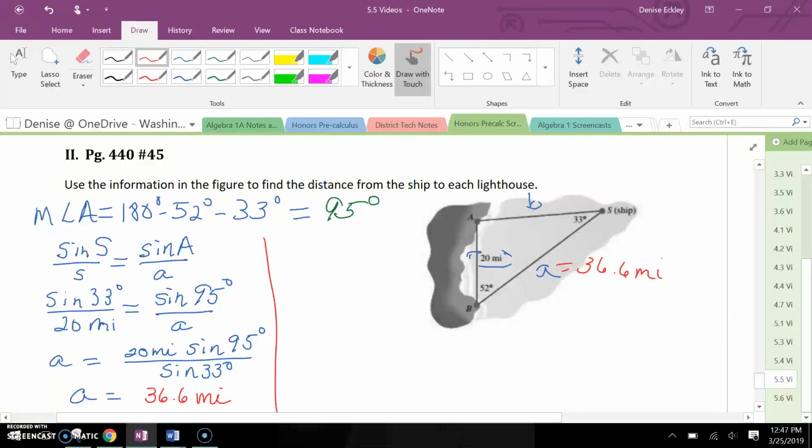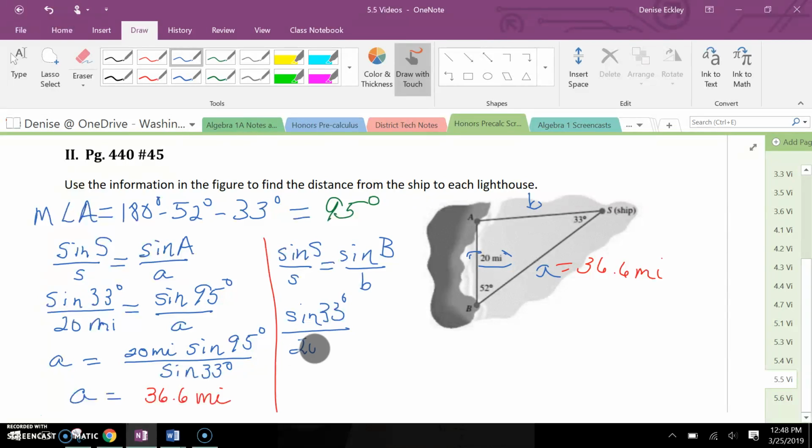Now doing the same thing to find the distance from lighthouse A, we're going to do sine of S over side S is going to be the sine of B over side B. So the left-hand side ratio is going to be exactly as it was in the first part. So we have sine of 33 over 20 miles is going to equal sine of our other given angle, which was 52 degrees, over side B.